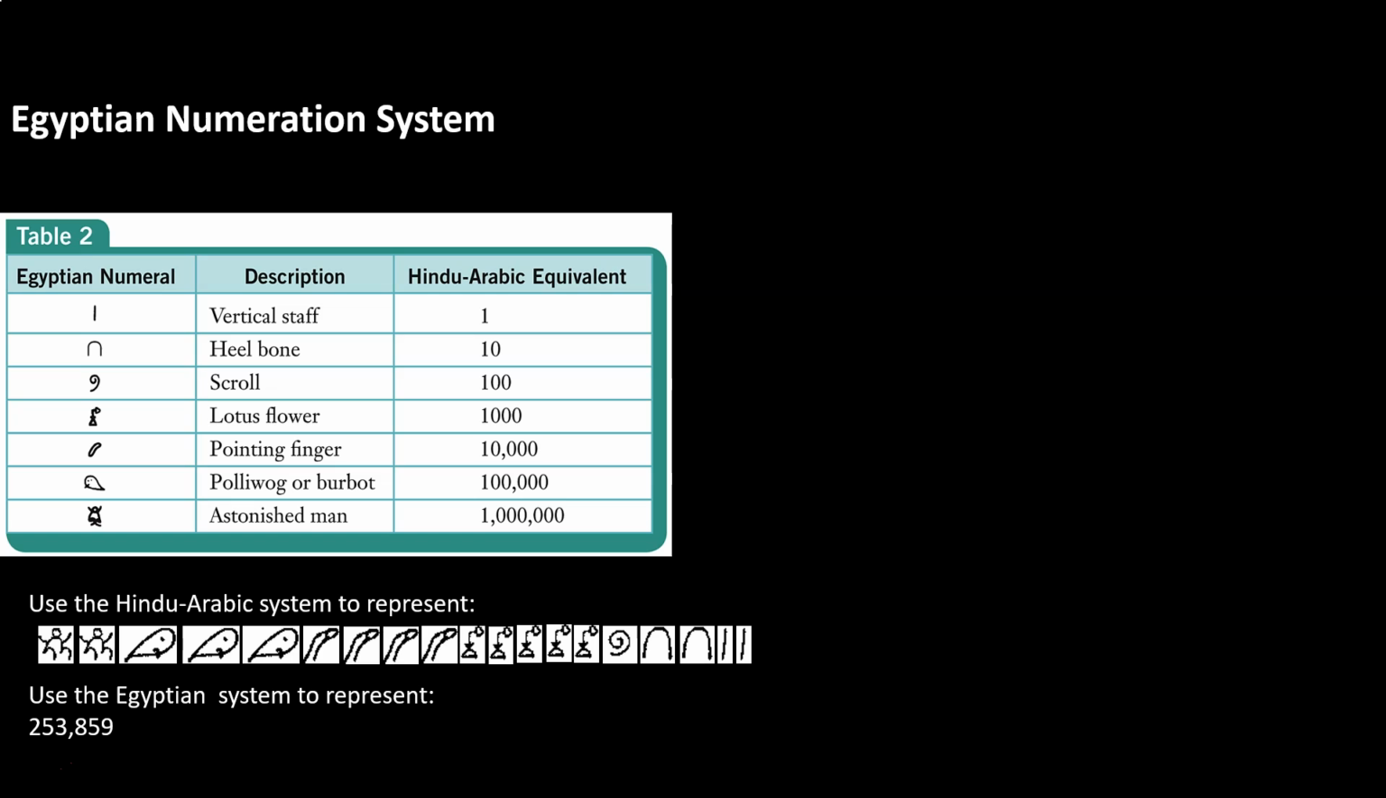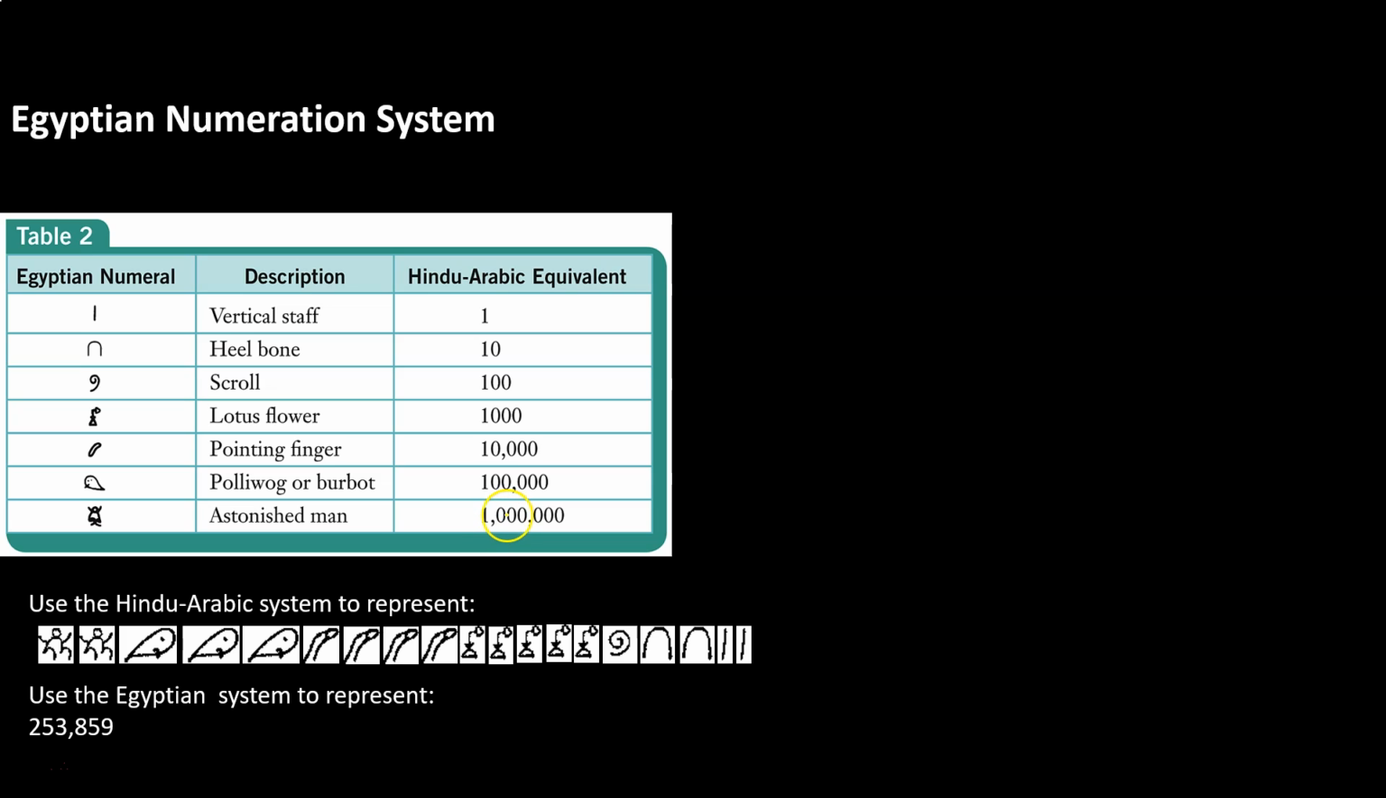There's the Egyptian numeration system, and the Egyptian numeration system uses images instead of digits. So like how we use 0, 1, 2, 3, for example, the Egyptian numeration system uses these images that I have in the table here. We have the vertical staff, heel bone, a scroll, a lotus flower, a pointing finger, a pollywog, or some people call it a burbot, and then the astonished man. Each one of these Egyptian numerals can be converted to a number that we use in our system, the Hindu-Arabic equivalent. So a vertical staff, to us we would just say that's 1. Or the astonished man, to us we would just say 1,000,000.